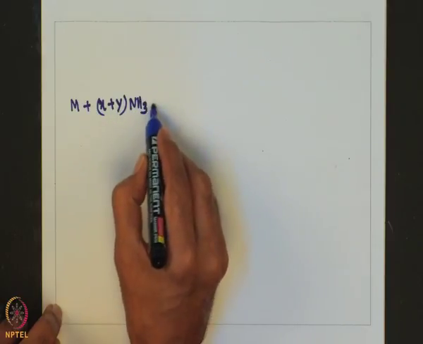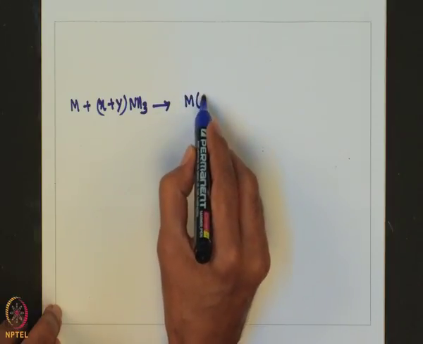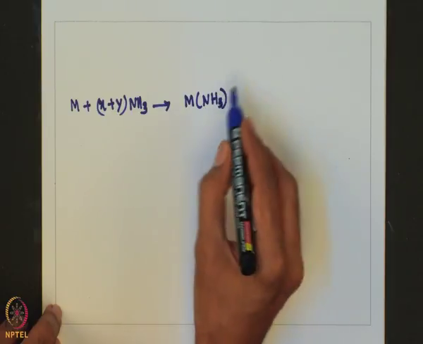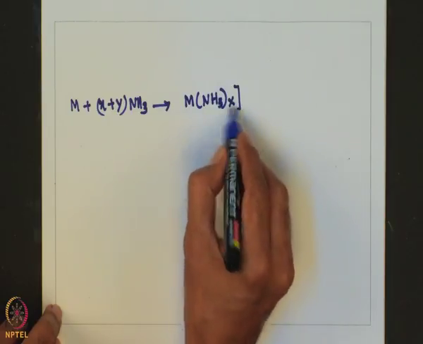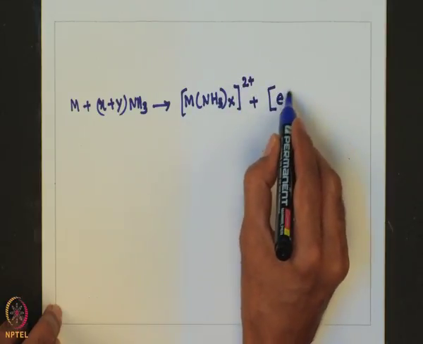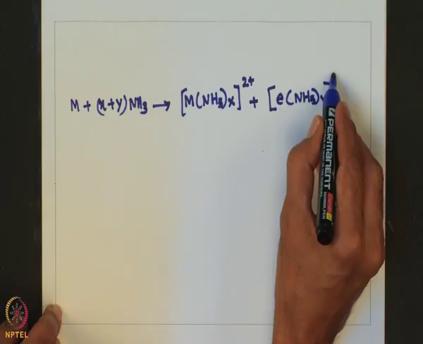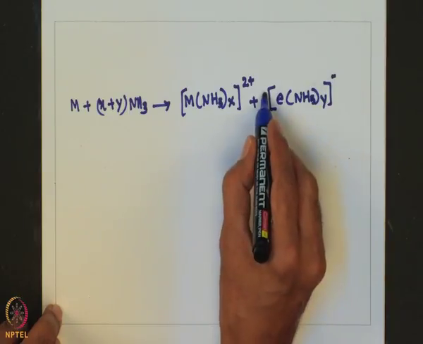So, it forms two kinds of complex ions. Due to the presence of the divalent cation surrounded by ammonia, and also the free electron surrounded by ammonia, you have two sets of complexes in liquid ammonia.